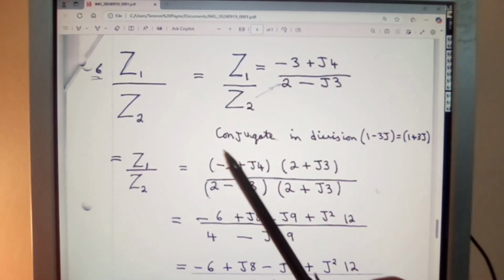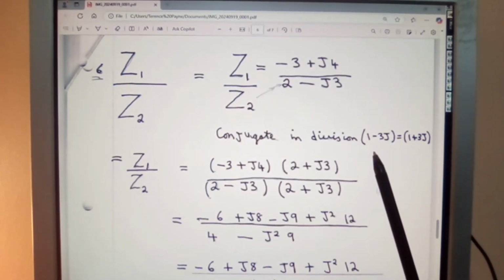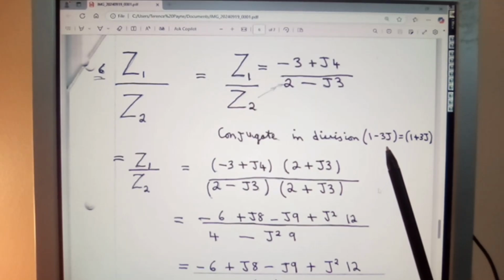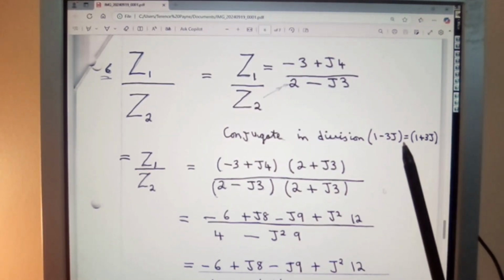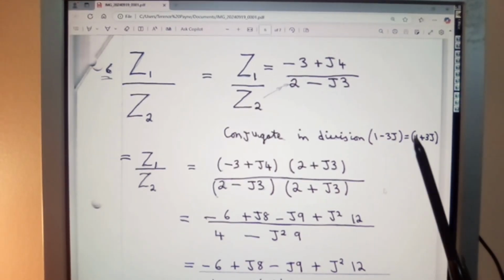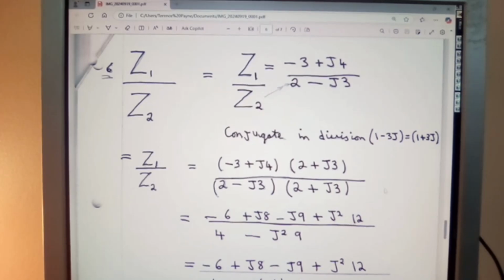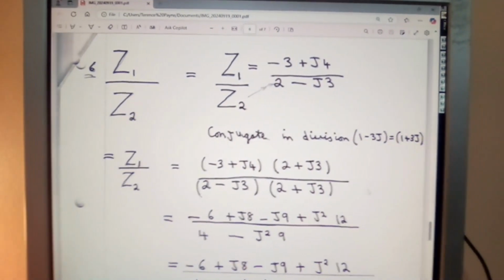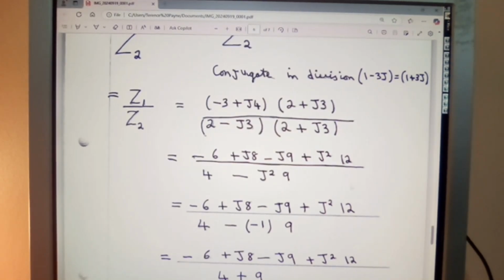Now, here you have the conjugate in division. One minus 3j equals 1 plus 3j, okay? So wherever you have this, remember it will be equal to that. I remembered at the time, but not right now. So you have to work this through for yourself and look at the process.